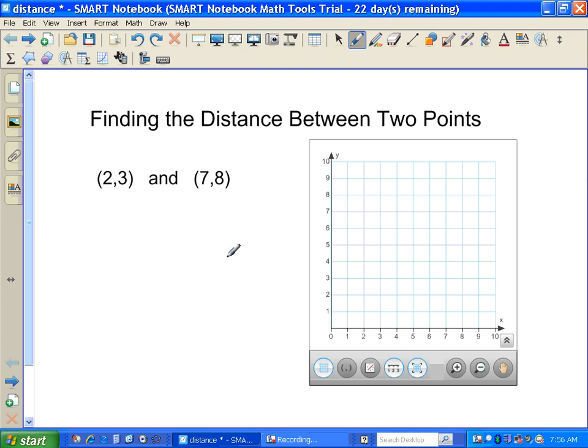Finding the distance between 2 points. The first point is 2, 3, and remember we go x, y, just as a refresher. So there's roughly 2, 3. 7, 8 is about there.